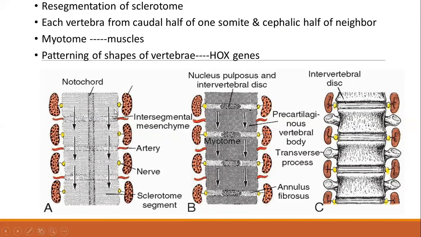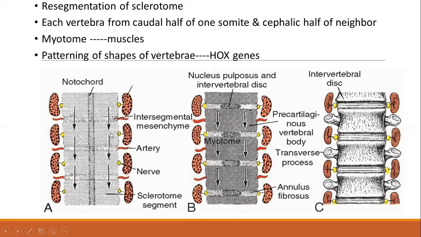Before this resegmentation process, you can see this red structure and this maroon structure. This is your myotomic component of the somite, which is going to develop into muscles. This is the nerve supplying the myotome, and these are the vessels leaving. So the myotomes are lying at the mid-level of the somite. Myotome and nerves are lying at the mid-level of one somite, while the vessels are leaving at the level between the two somites.